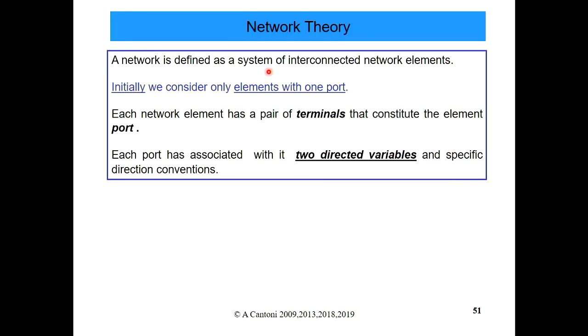So a network is defined as a system of interconnected network elements. Initially, we're just going to look at elements of one port, and each network element has a pair of terminals that constitute the element port. Each port has associated with it two directed variables in specific direction conventions. So it looks like this. A network element, which could be a resistor, capacitor, or inductor, has two directed variables. So from before, what do you call this variable V?